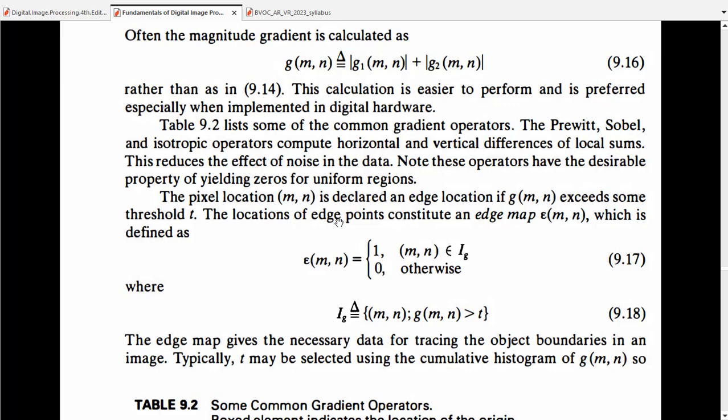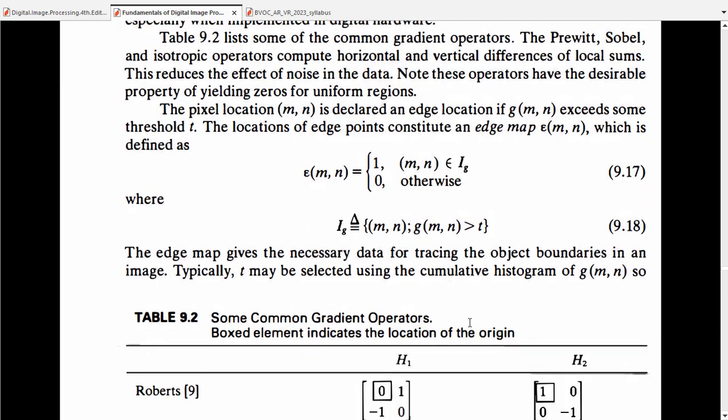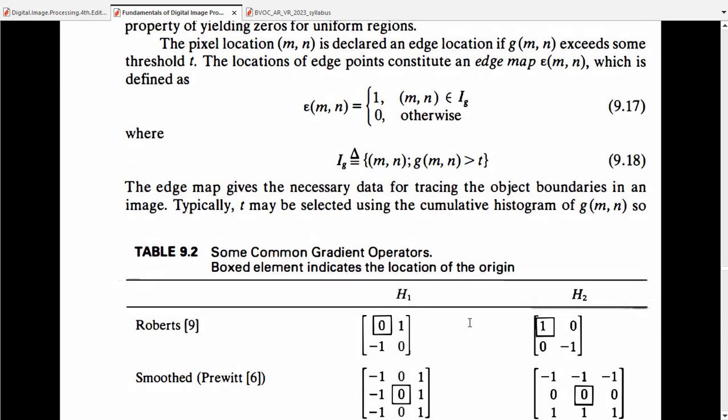The location of edge points will constitute the edge map epsilon of m comma n, which is defined as epsilon of m comma n equal to 1 or 0. 1 means m comma n belongs to I g, otherwise 0. I g means the set of locations m comma n given that g of m comma n is greater than the threshold value. So here the boundary will come to analysis from the histogram.